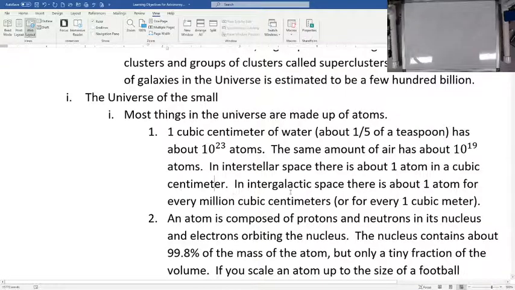And then in intergalactic space, if you're out in the space between galaxies, instead of just between stars within a galaxy, there's about 1 atom per cubic meter, right? And so that would mean, on average, 1 in every million of these little cubes would have an atom in it. So you can see that most space is empty, right? There's very little matter actually in the universe. It's only when you're around a star or on a planet or something like that that you have a lot of matter.